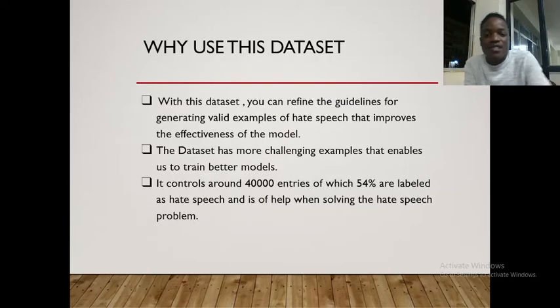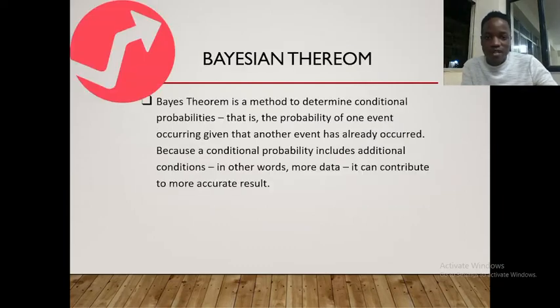Why did I use this dataset? Well, with this dataset, you can define the guidelines for generating valid examples of hate speech that improve the effectiveness of the model. It also has more challenging examples that enable us to train better models. It contains around 40,000 entries, of which 54% are labeled as hate speech, and is of help when solving the hate speech problem. So I'm going to talk about Bayesian theorem.